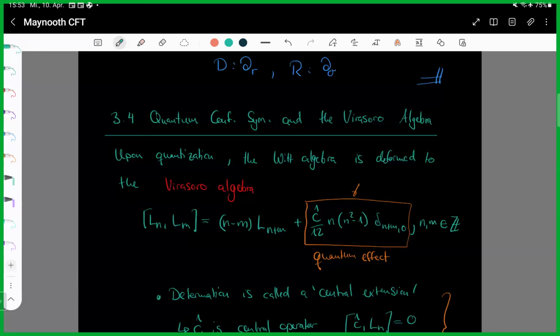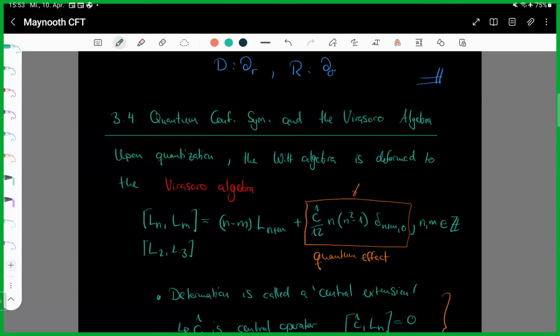So, for instance, what this Kronecker delta means is that say you take L2 and L minus 2, then the central term appears. If you take the commutator L2, L minus 2, the central term appears. Of course, when you take L2 and L minus 3, the central term does not appear, and it just looks like the Witt algebra. I have no physical intuition on why. I'll think about that.